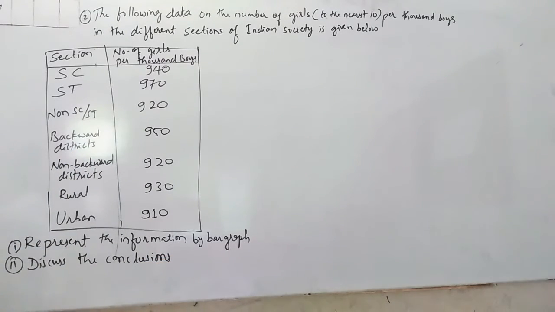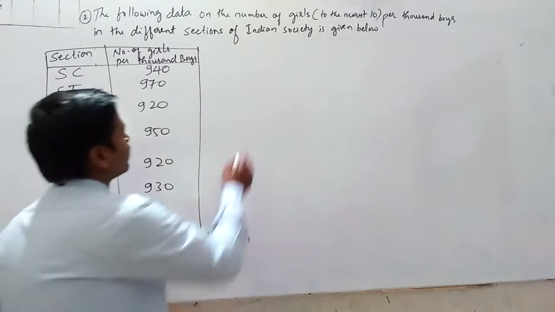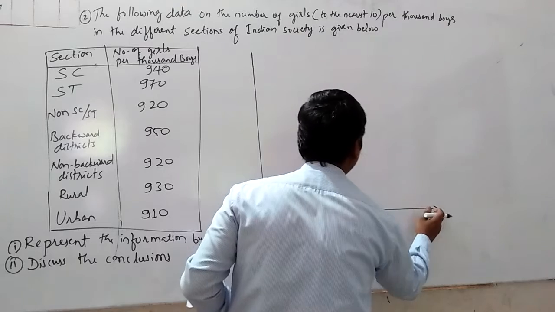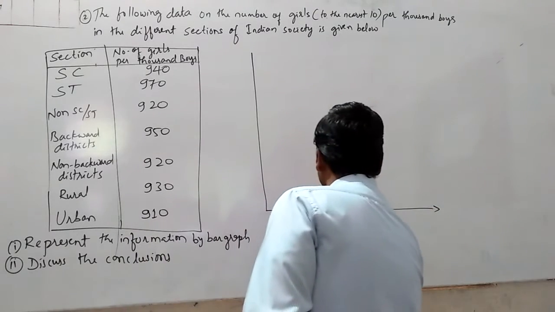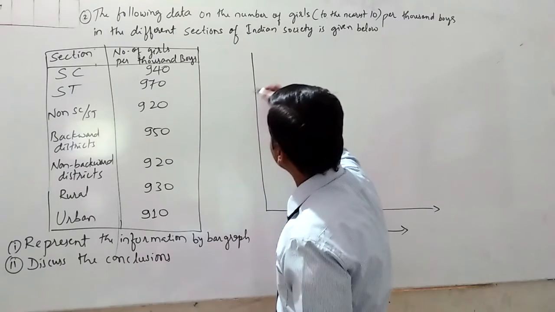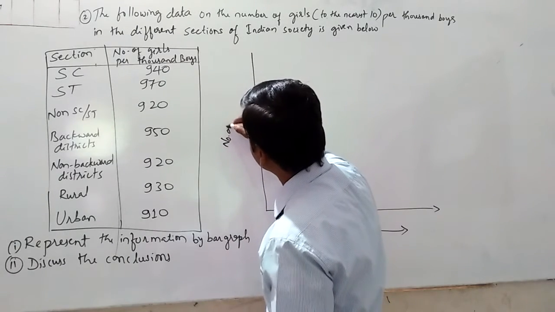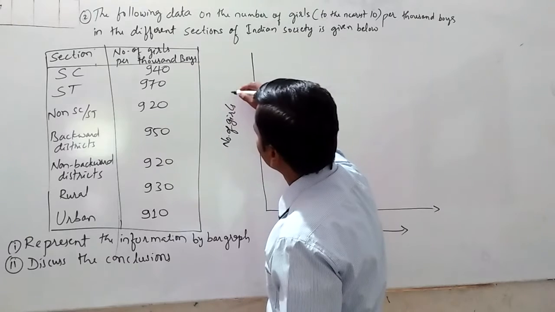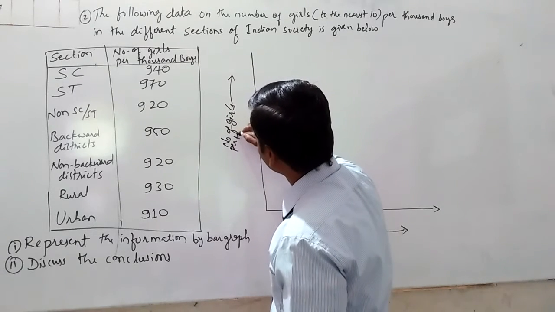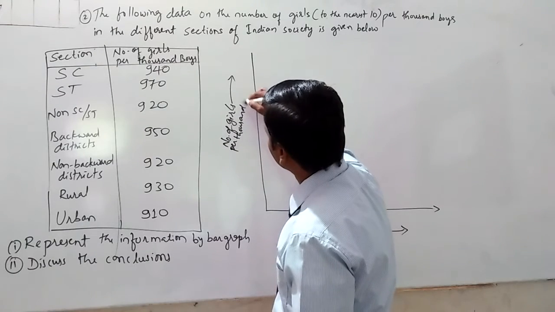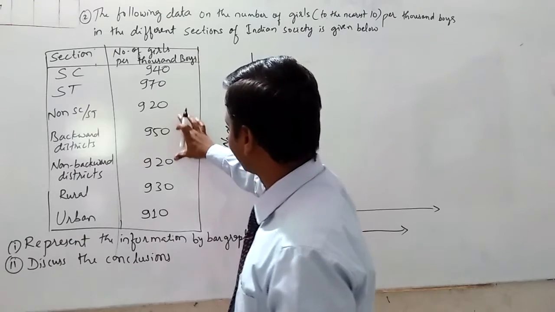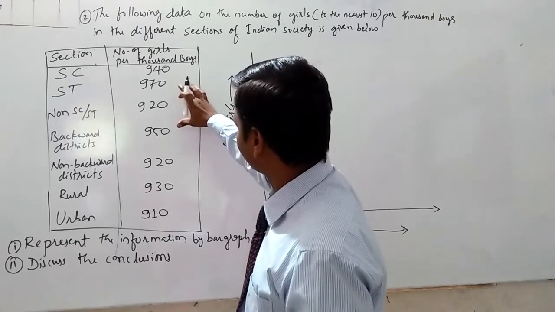Now, first we should draw the bar graph of this. First, the y-axis and x-axis. On the x-axis you can take the sections. On the y-axis you can take the number of girls per 1000 boys. Here the lowest value is 910 and the highest value is 950.